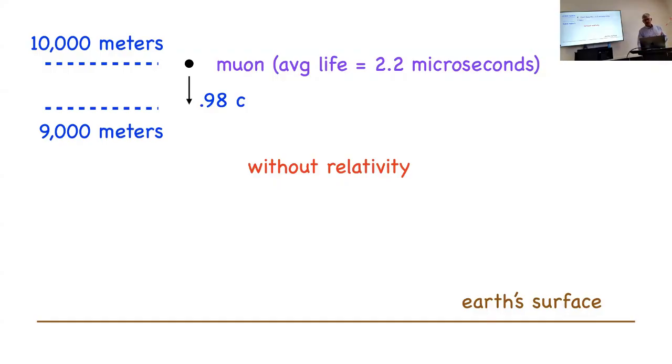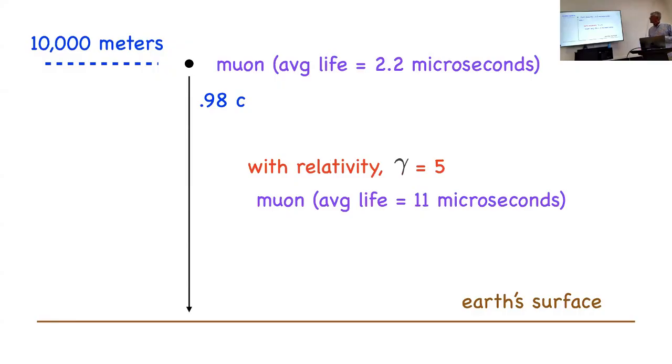But let's put in relativity. We have a gamma now that equals 5. Because the speed has gotten so high, our gamma is quite large. And given this gamma, from our reference frame on Earth, now the average lifespan is 11 microseconds. And that means that they can travel much farther, and some of them will reach the surface of the Earth. They could detect them. So that was proof of time dilation.